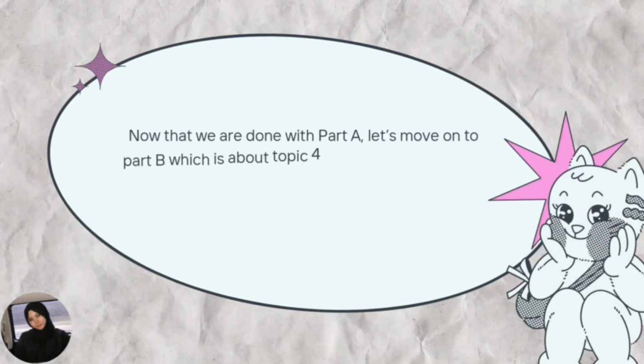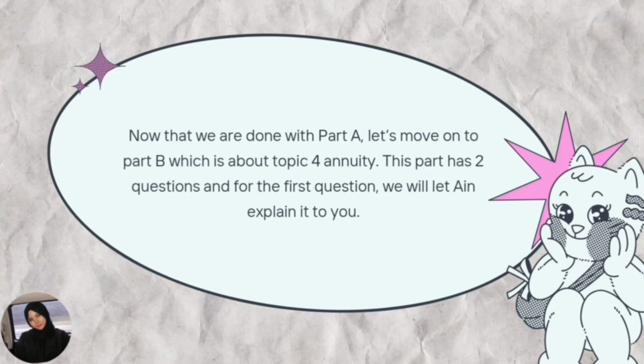Okay, now that we are done with part A, let's move on to part B, which is about topic 4, annuity. This part has 2 questions, and for the first question, we will let Ain explain it to you.